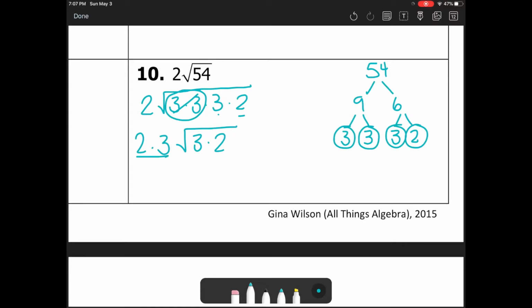So I need to simplify both. 2 times 3 is 6. 3 times 2, also 6. 6 square root of 6 is the answer. Okay.